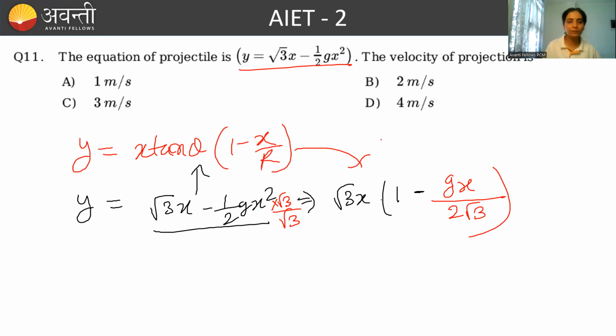If you're going to compare these two equations, x tan theta. So tan theta का value कितना है? root 3. यानी कि theta is how much? 60 degree. Theta is 60 degree. Done. So simple. One thing we have got. How much?